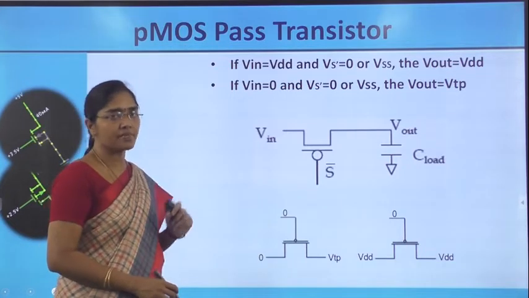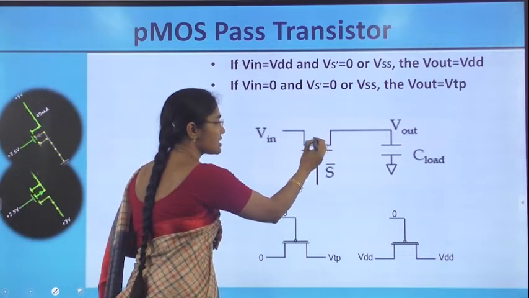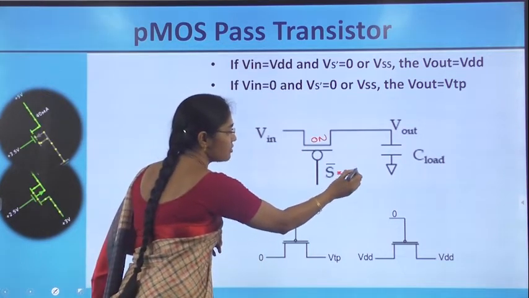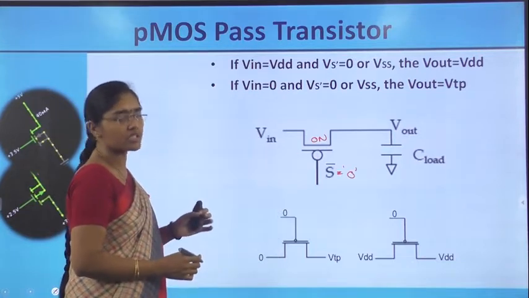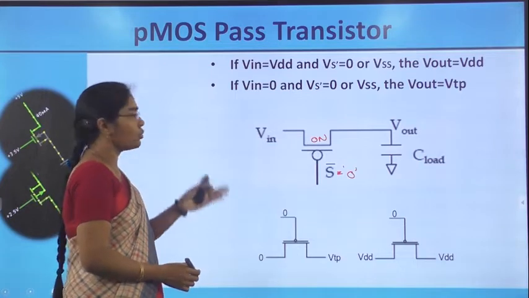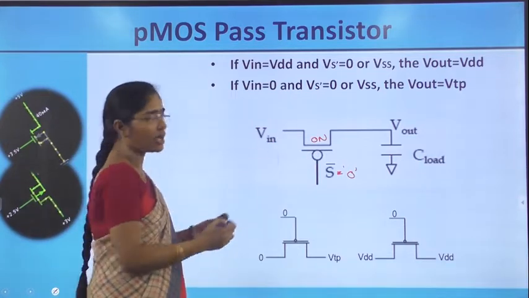Let us see the PMOS pass transistor. This transistor is acting as a pass whenever this transistor is on. On means at the gate we have to apply logic 0. So Vs bar is equal to logic 0. Then this PMOS pass transistor is switched on. When it is switched on, then Vin will be passed to the Vout.